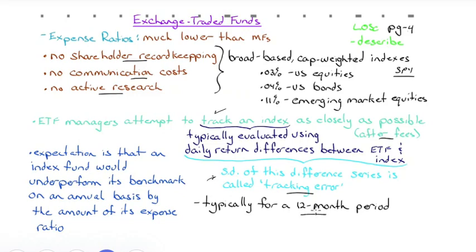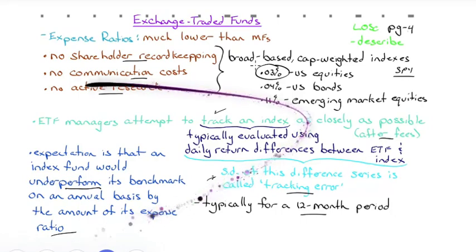And the expectation is that if it's an index fund, and an index fund really is just a passive tracking vehicle, it says, look, here is a nice low-cost way to get exposure to just this index, and I'm not really going to do anything. I'm just really going to deliver the return on this index. The expectation is that the index fund would underperform its benchmark on an annual basis by the amount of its expense ratio. So if you're looking at the SPY, the expectation is you're going to underperform by 0.03% at least, because the S&P index itself does not have expenses.